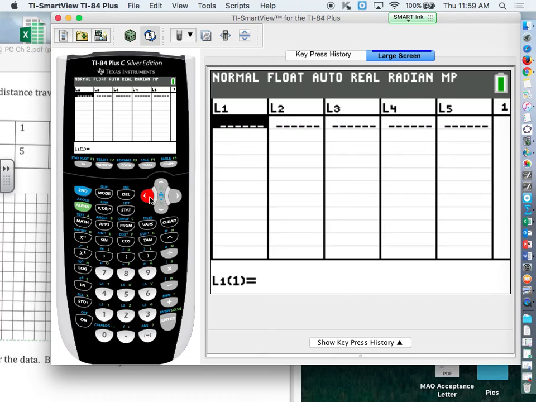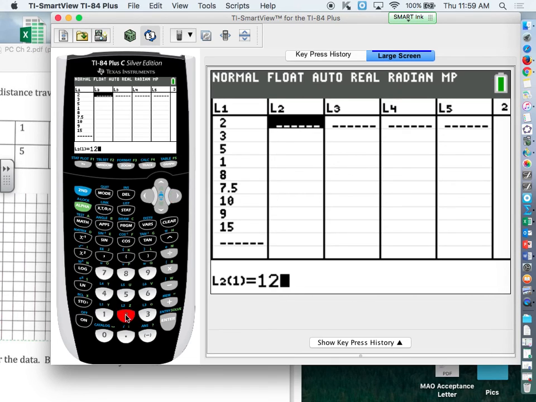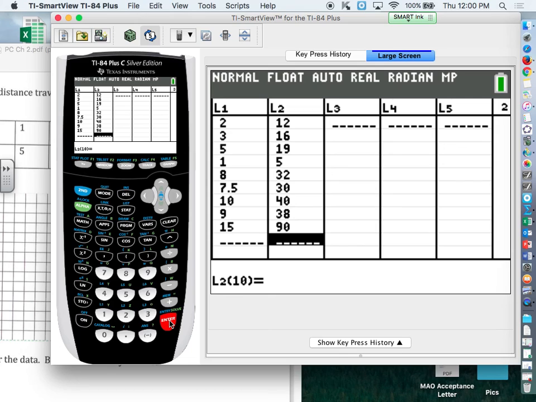All right, so once you have that, go ahead and start typing the data in. Time will be list 1, and distance will be in list 2. Then in list 2, you can go over there and type those values in. All right, make sure that you have one for each of them.